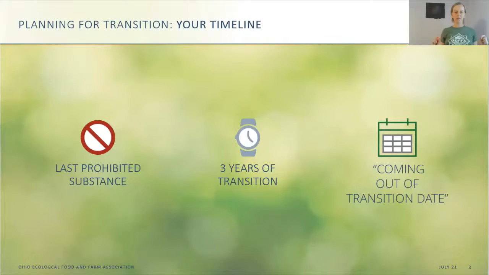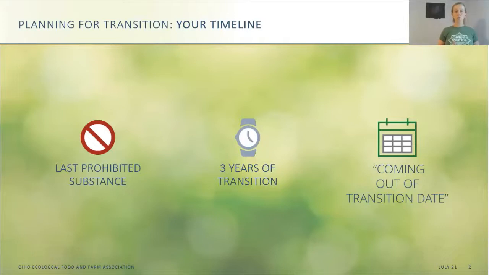So a prohibited substance is a substance that's not allowed for use in organic production and can require a 3-year transition on the land to which it was applied. So it could be an herbicide like Roundup, or it could be a fungicide or a seed treatment that's not allowed. It could be even a synthetic fertilizer that would not be allowed for use in organic production.